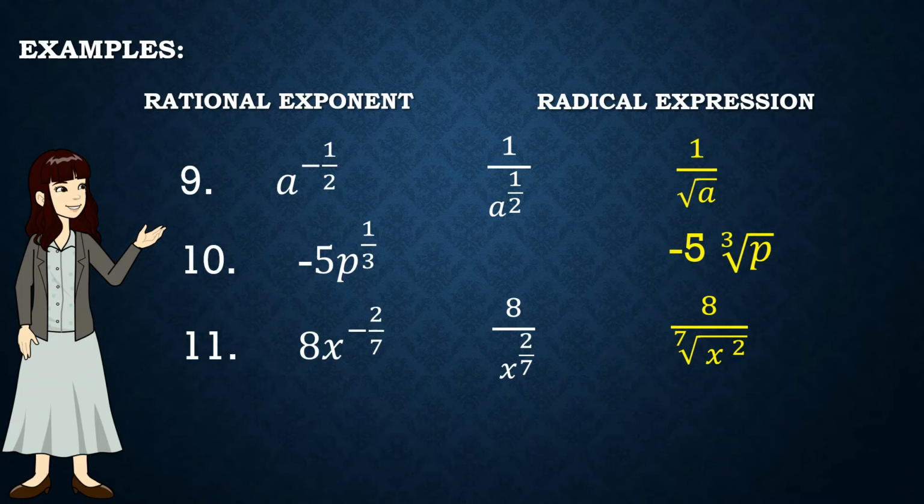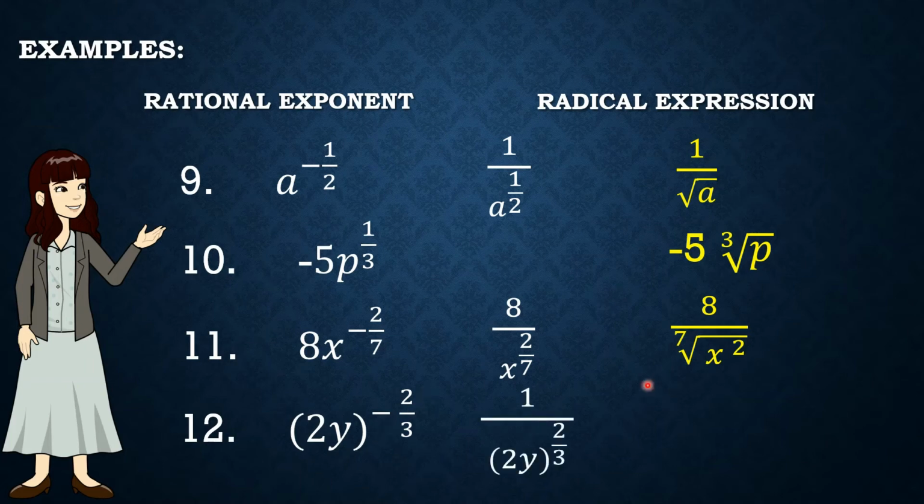And number 12. The quantity 2y raised to negative 2/3. So first, get the reciprocal. So we have 1 over the quantity 2y raised to 2/3. So it becomes positive now. And in radical expression it becomes 1 over the cube root of the quantity 2y squared. It's only written, not simplified. So this one we cannot simplify because it's only written.